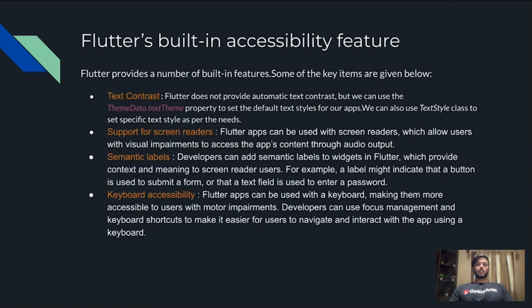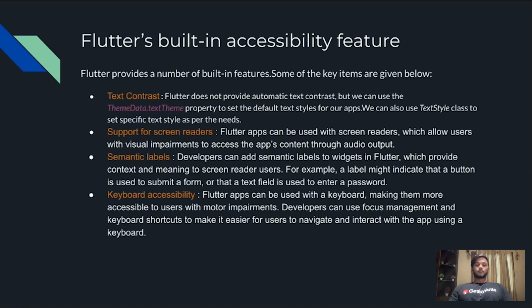These are Flutter's built-in accessibility features. First one is text contrast, which we already know about as theme data. So what we can do is to just use it for the default text styles. And if we have to, for some specific text, we can simply use the TextStyle class as well. Support for screen readers. Flutter apps can be used with screen readers, which allow users with visual impairments to access the app content through audio output.